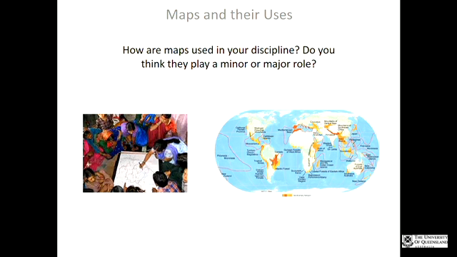I have a vague idea of the different disciplines you come from. So people from conservation biology, how do you think that maps are used in your discipline? Sorry? They use everything.